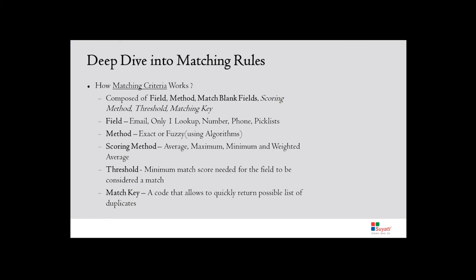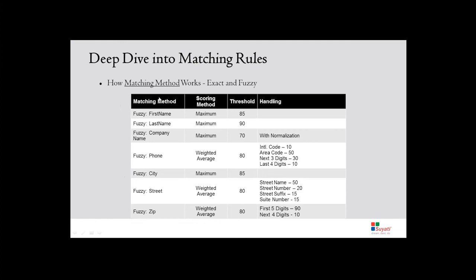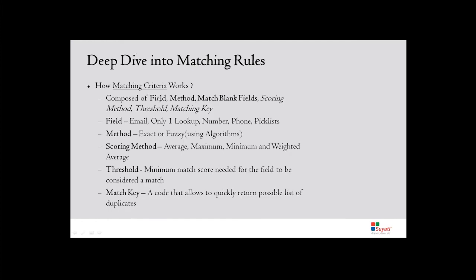So this is because a lot of things is actually managed by the duplicate management behind the scenes. The end users, the administrators really do not need to know all this, but it's always good to know the additional things that are happening behind the scenes so that it helps you to build an efficient matching rule. So the three things that you might have seen while setting up the matching criteria were the field, the method, and the match blank fields checkbox at the end.